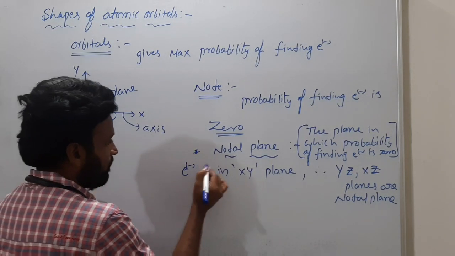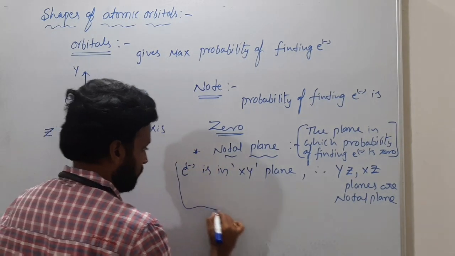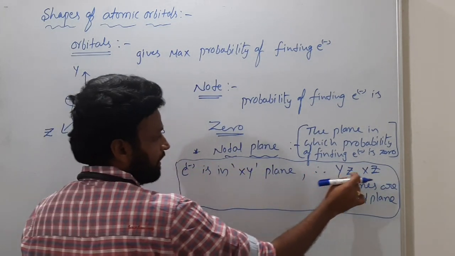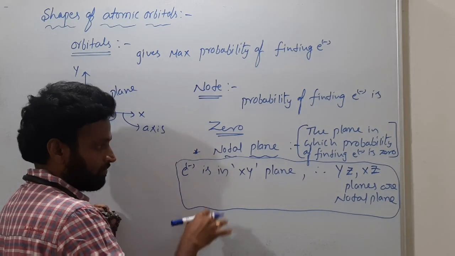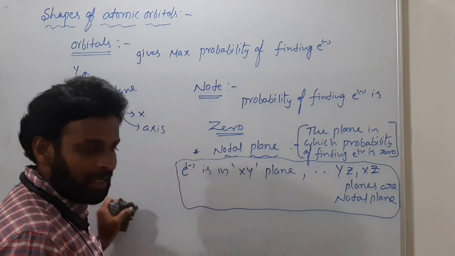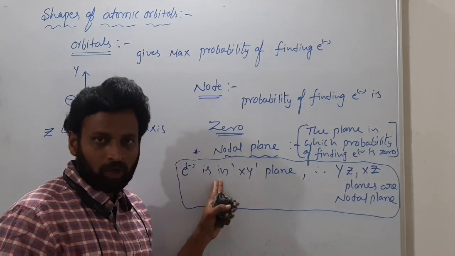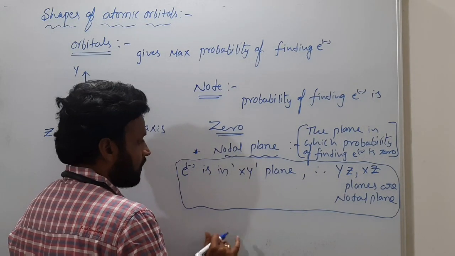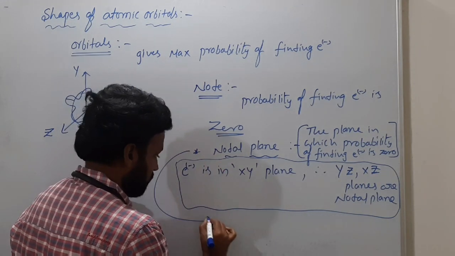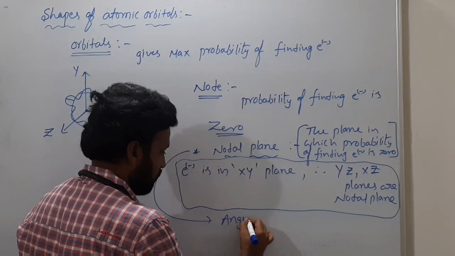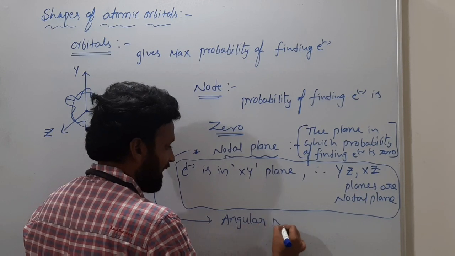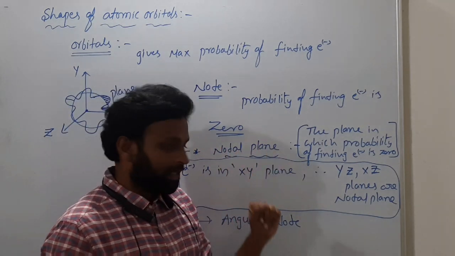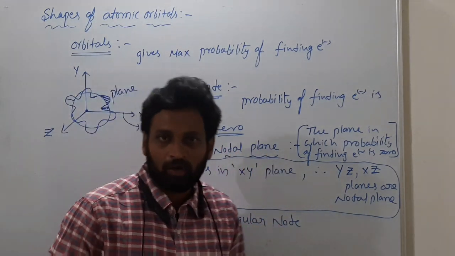Right? So this nodal plane, this is the example that I was given. If an electron is present in the xy plane, then the yz and xz planes are nodal planes for that particular electron. Electron is present means that is its orbital. Understood? So what does nodal plane mean? It's also called an angular node. Another name: nodal plane or angular node we call.